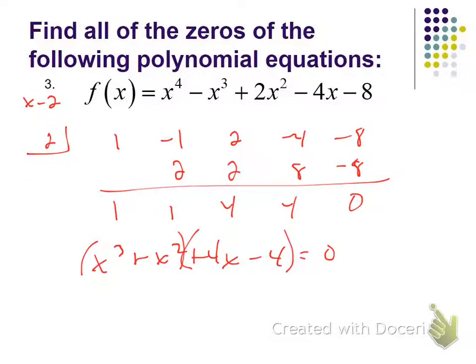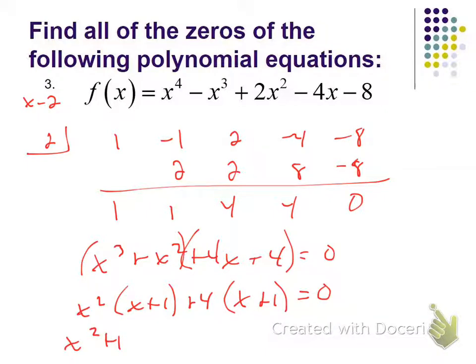So we group, factor out an x squared, factor out a positive 4. Wait, this was plus 4. So we get x plus 1. And our parentheses match, so our factors are whatever is on the outside of the parentheses and whatever is on the inside. We cannot factor anymore. We can't factor that guy anymore.